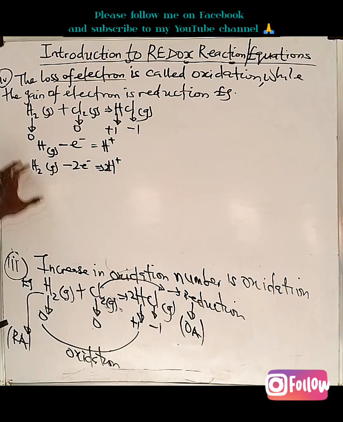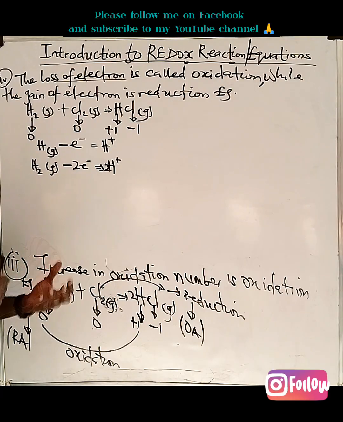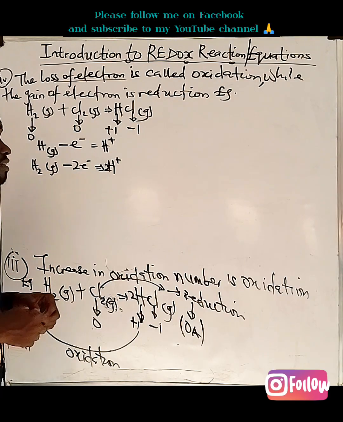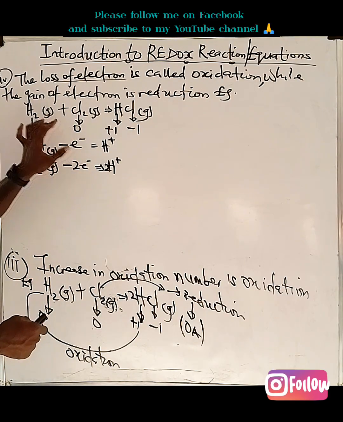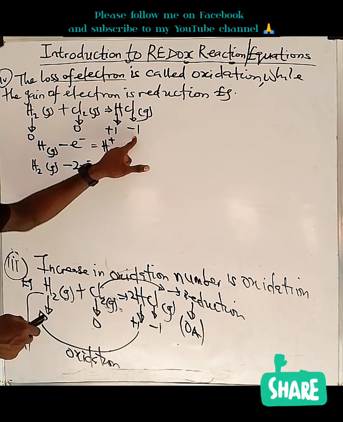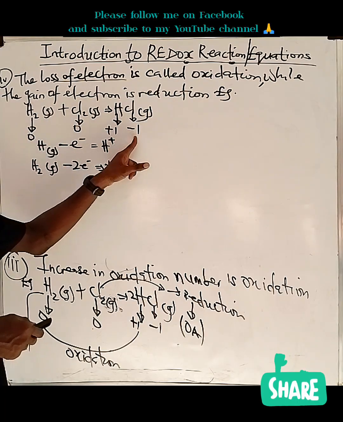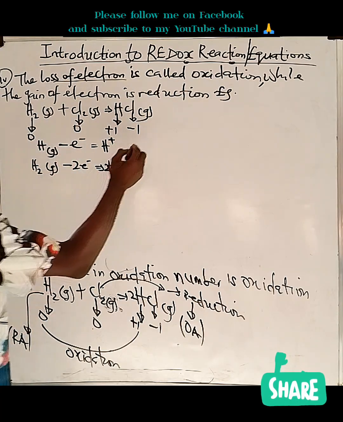So the fact is, when a given atom of an element loses an electron, it becomes electropositive. While when the opposite takes place, it becomes electronegative. So let's also look at the chlorine. The chlorine, as you can see, with oxidation number of 0, became -1 after the reaction was completed. So chlorine here from 0 became -1. So how do we explain this?